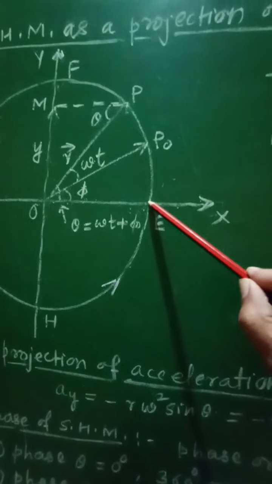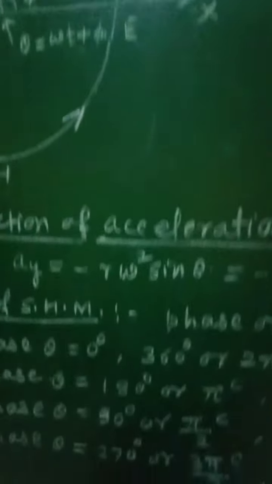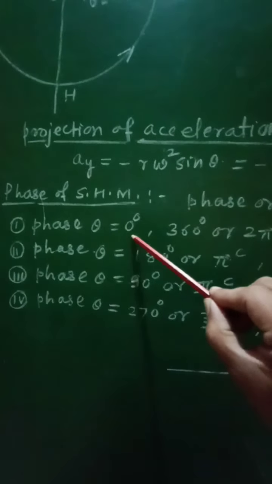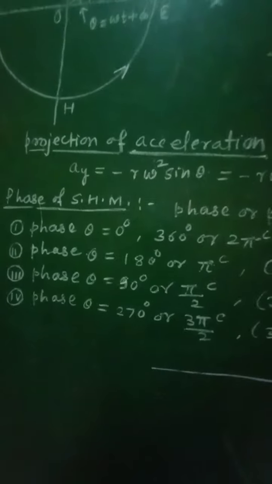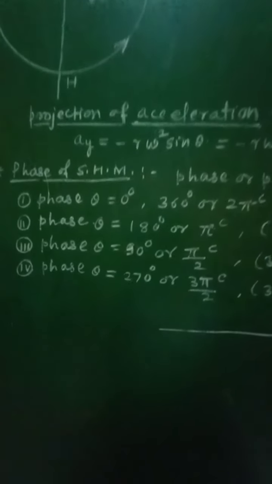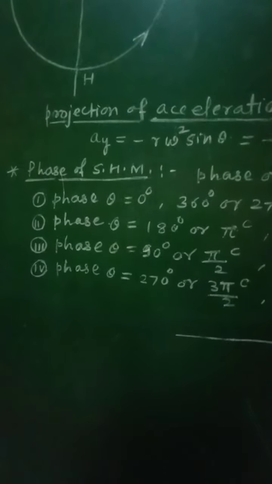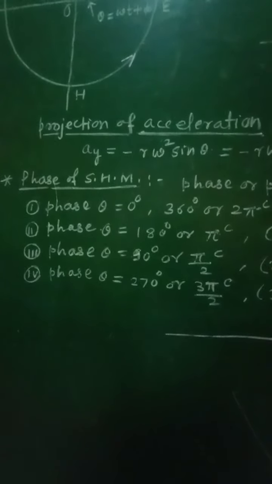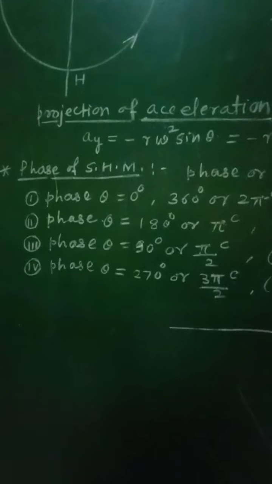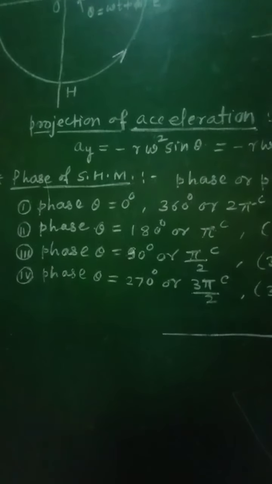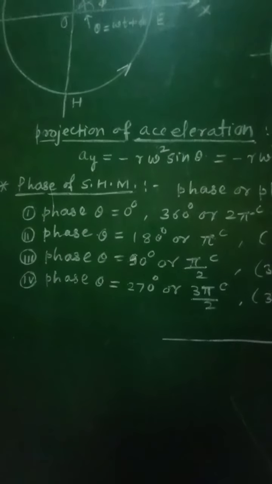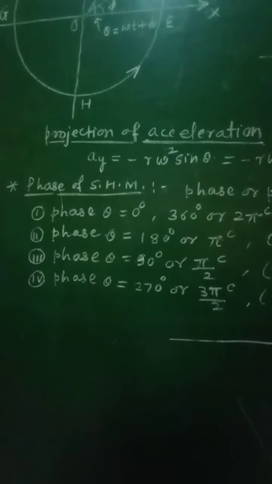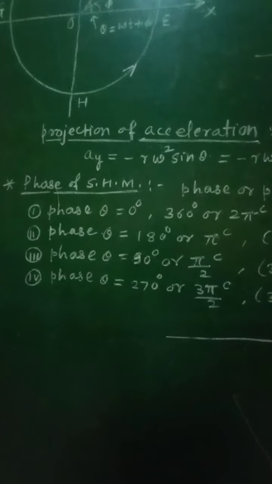Similarly for this 360 degree. And therefore let us consider the first case, that is when phase theta is equal to 0. When phase theta is equal to 0, it will represent that the particle is at the mean position, moving towards the positive side during the beginning of the first oscillation.